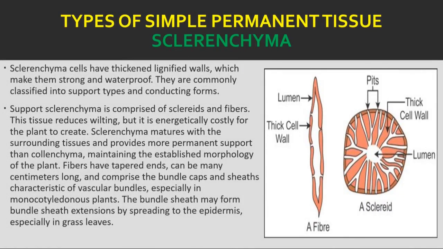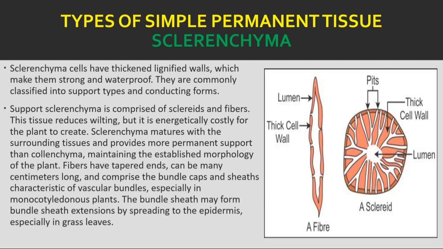Now, what is the function of sclerenchyma, and what are the functions of its tissues? Let's discuss in detail. Sclerenchyma tissue has thickened lignified cell walls, which make them strong and waterproof. Now, where can we find sclerenchyma? We can find sclerenchyma in the tree trunk.